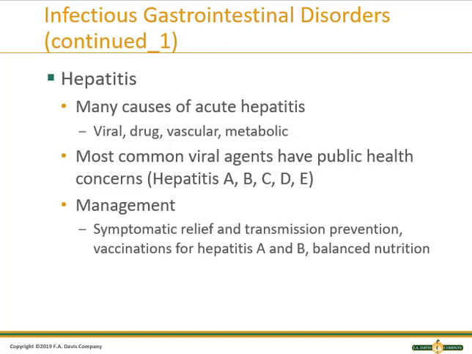Next, let's talk about hepatitis, which is a very common problem throughout the world. On page 554, table 39.2, there is a good box that has causes of acute hepatitis, whether they're viral, non-viral, metabolic, vascular, drugs, or toxins. So I encourage you to look at that as well.